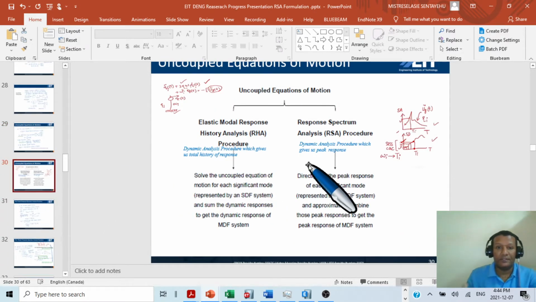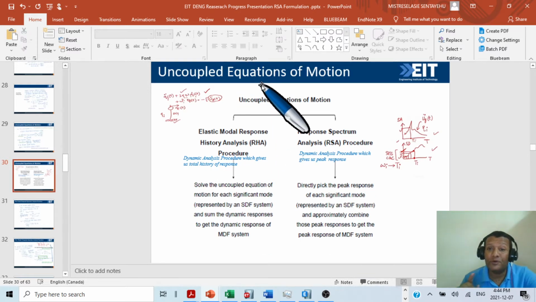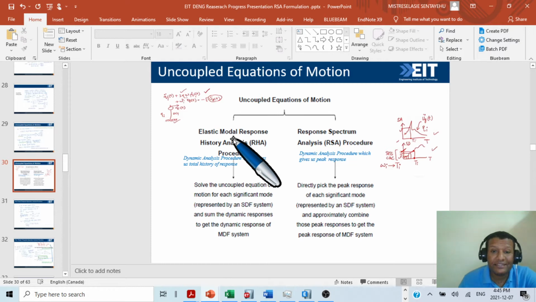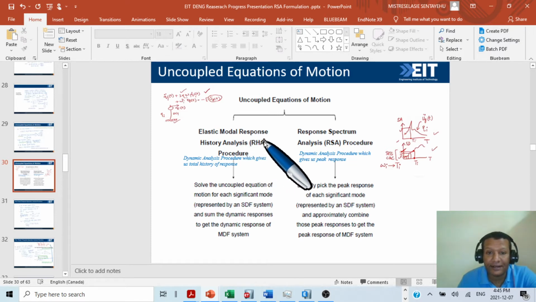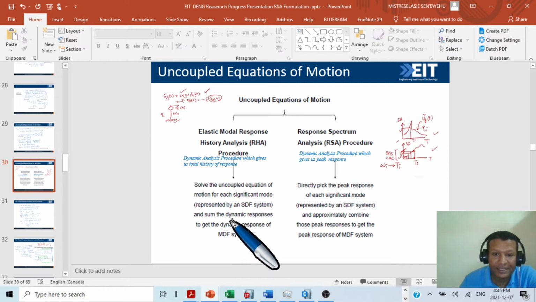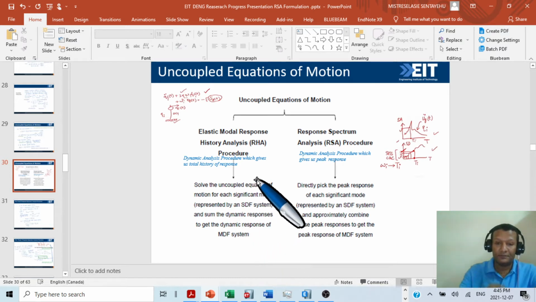Now this is the main issue: the uncoupled equation of motion. Now we have the uncoupled equation of motion for each mode. We have the elastic modal response history analysis procedure, and we have the response spectrum analysis procedure. These two are very different. The first one solves the uncoupled equation of motion for each significant mode represented by a single degree of freedom system, and sums the dynamic response to get the dynamic response of the multiple degree of freedom system.